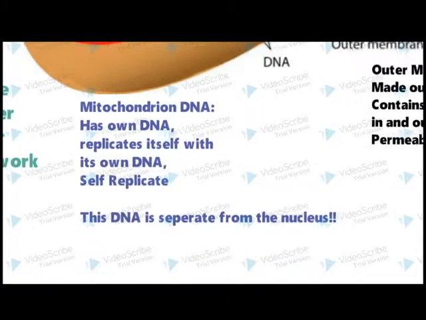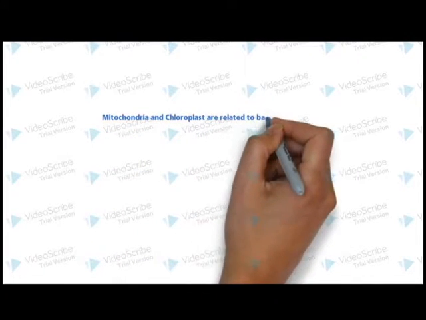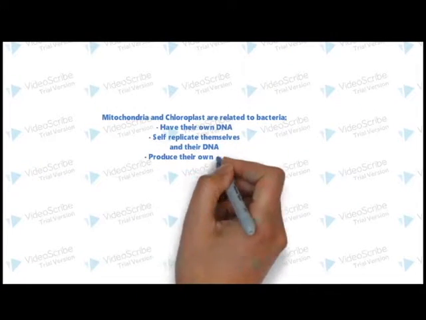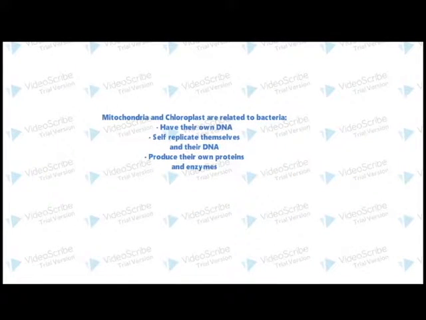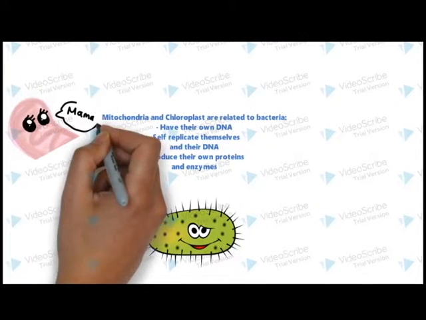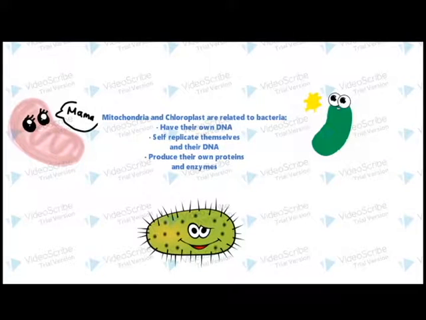In a mitochondria, it has its own DNA and replicates itself. The mitochondria and chloroplast are both related to the bacteria. Evidence: they have their own DNA, they self-replicate, and they produce their own proteins and enzymes.